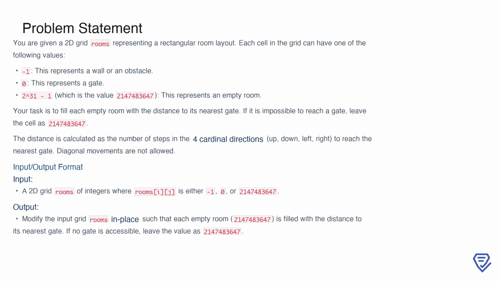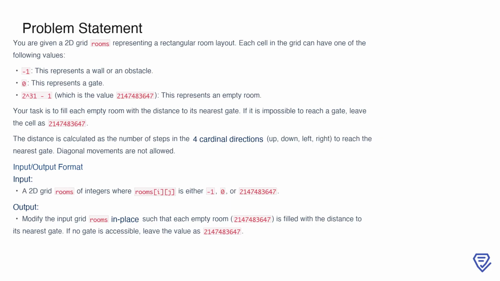In this problem, you are working with a 2D grid that represents a layout of rooms. Each cell in the grid will contain one of three possible values. A value of -1 indicates a wall or obstacle, which cannot be passed through. A value of 0 represents a gate, which serves as the starting point for calculating distances. Finally, the value 2147483647, which is equivalent to 2^31 - 1, represents an empty room.